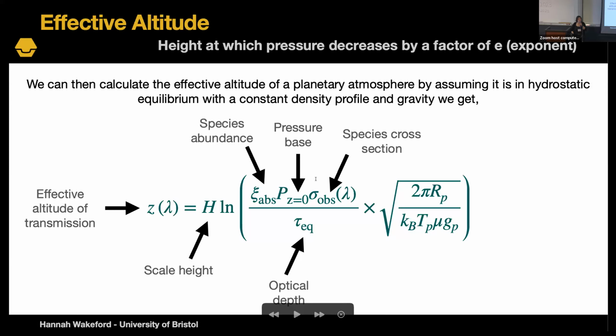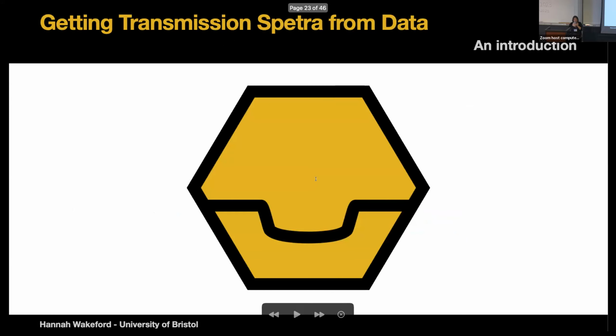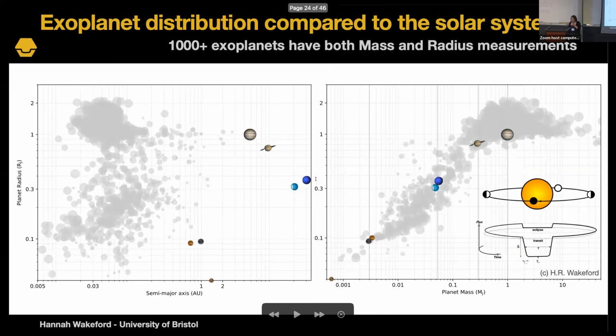Okay, so we've got all of that. Let's start having a look at some actual spectra and what we've been measuring. So first off, I have just taken all of those wonderful 5,000 plus planets and I've narrowed it down here to just looking at ones where we have a mass and a radius measurement. And you can see it on these two very traditional diagrams of semi-major axis along the bottom versus our planetary radius, and then planetary radius and mass here. So you can see our solar system in context.